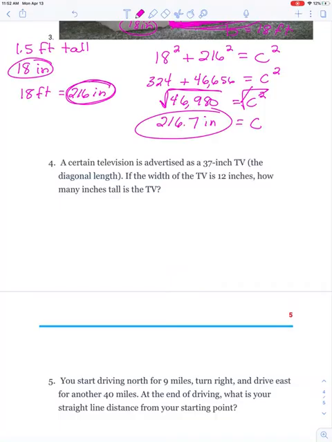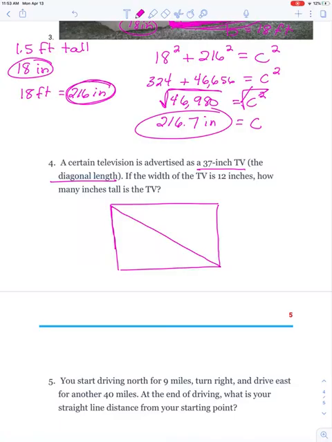So this first one, a certain television is advertised as a 37 inch TV. That's the diagonal length. So remember I was telling you earlier, TVs, here's my TV. When you say you're going to go buy a 32-inch TV, then what you're measuring is this right here. This would be 32 inches. So for this one, it tells us the diagonal is 37 inches. If the width of the TV is 12 inches, then how tall is the TV?